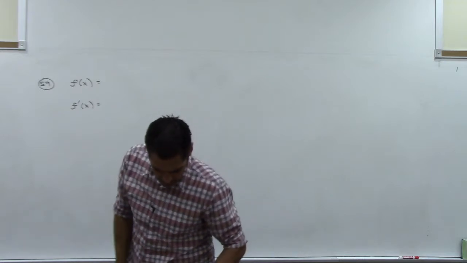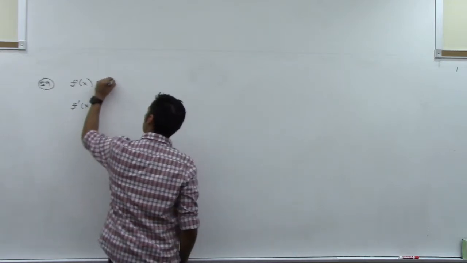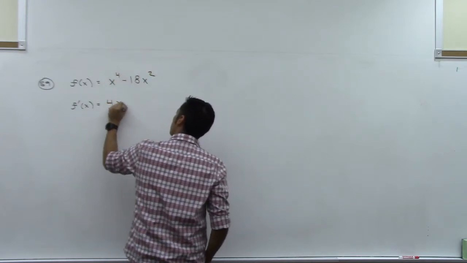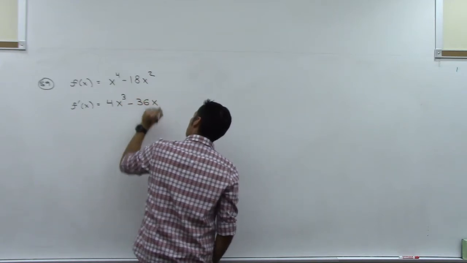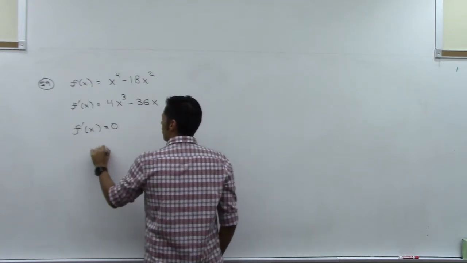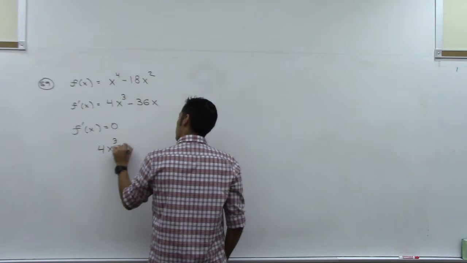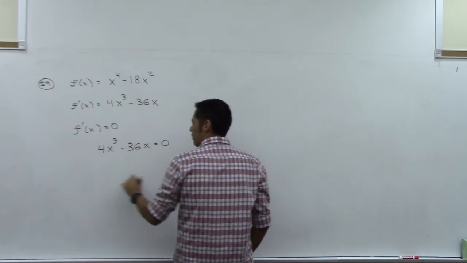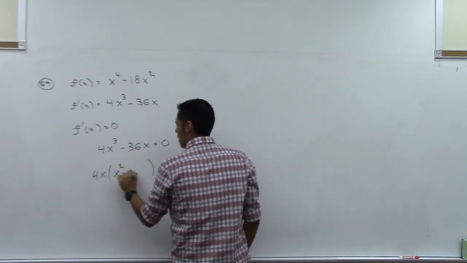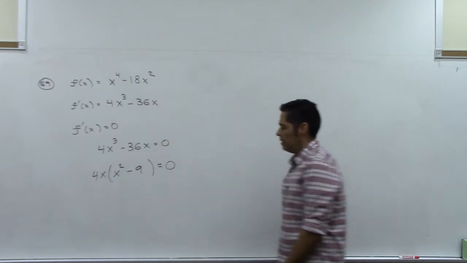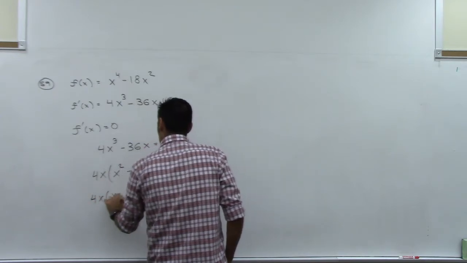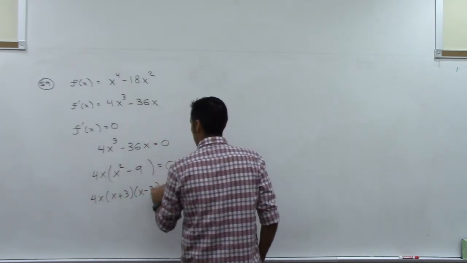All right, 59, x to the 4th minus 18x squared. Take my derivative, 4x cubed minus 36x. Set that equal to 0. When I set that equal to 0, I notice I can pull out a 4x. And when I do that, I'm going to be left with x squared minus 9. I need to recognize that x squared minus 9 is a difference of squares. That's something I need to recognize from a previous college algebra class.